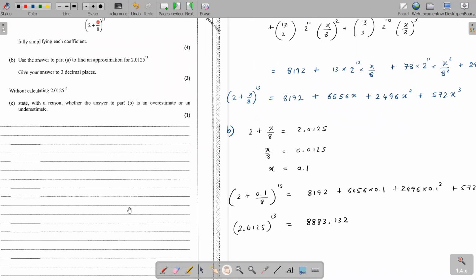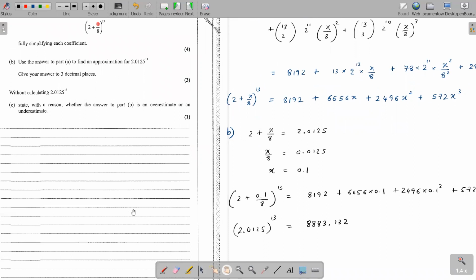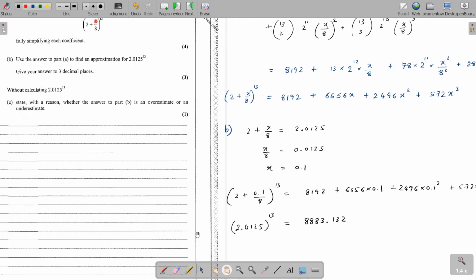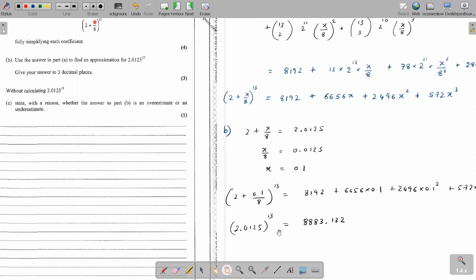Without calculating 2.0125 to the power 13, state with a reason whether the answer to part B is an overestimate or an underestimate. Okay, so they're asking you, without calculating this value with your calculator, whether this is an overestimate or an underestimate. So actually, it's quite easy to say that.